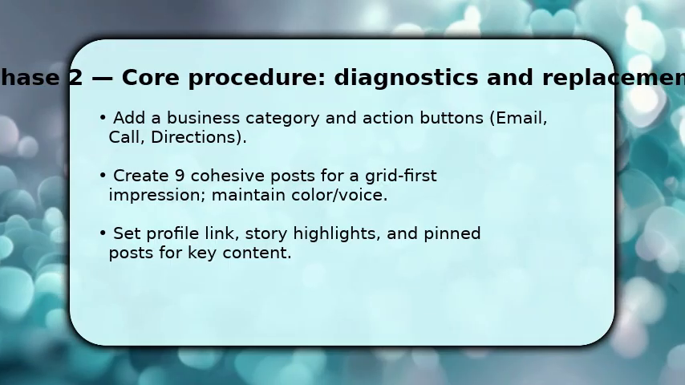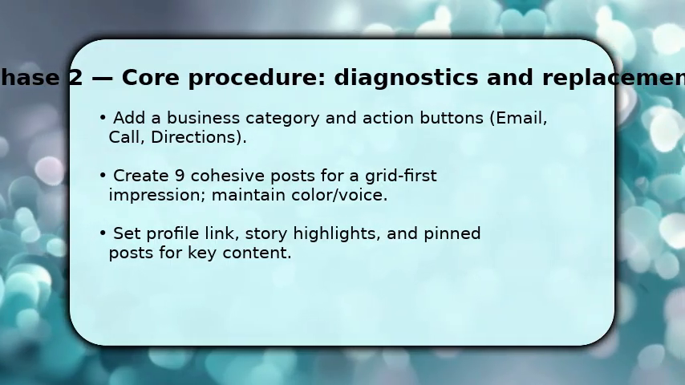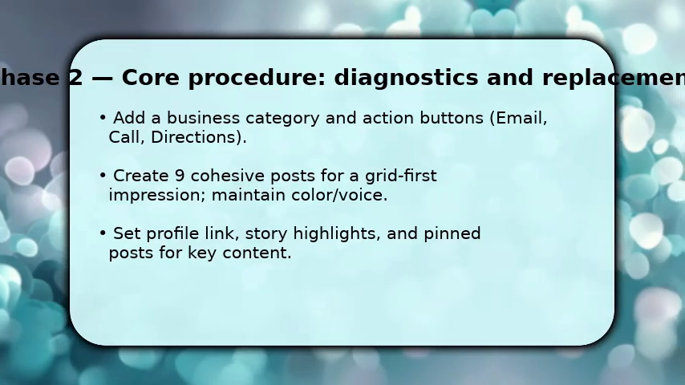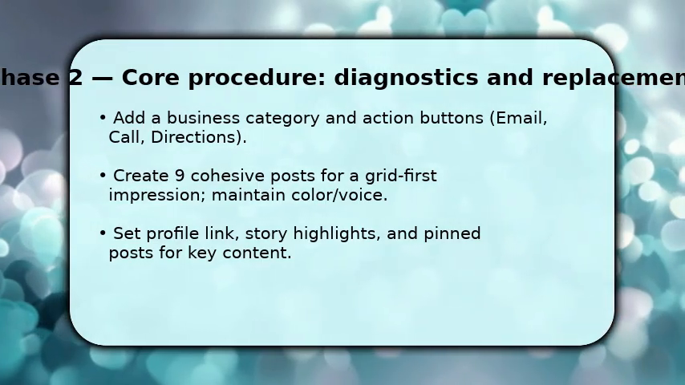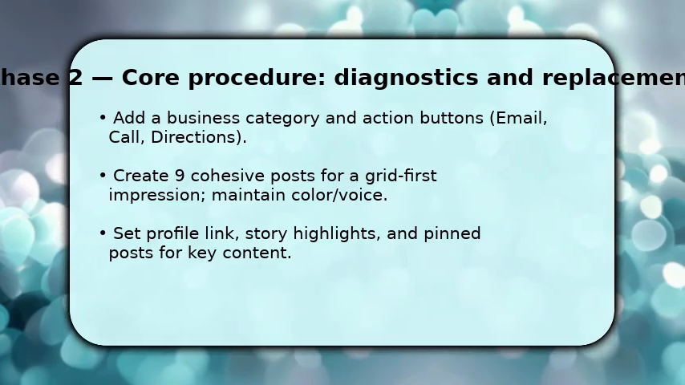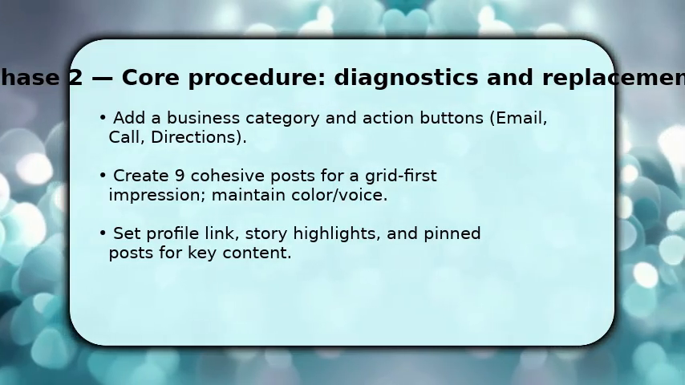Create story highlights for evergreen info and pin up to 3 posts to keep priority content visible. These elements work together to convert casual visitors into followers and customers, so organize them logically.